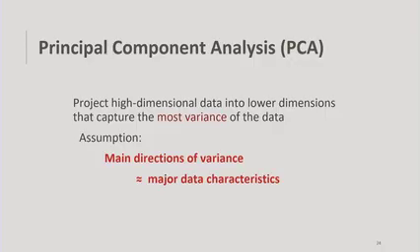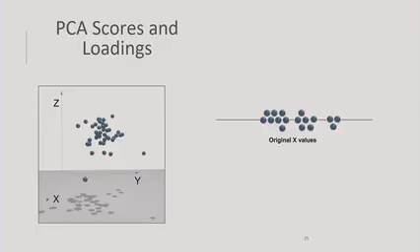With principal component analysis, the goal is to project this high-dimensional data. So every single metabolite is a dimension. So if we have 5,000, we have 5,000 dimensions in our data. And we're trying to project this into lower dimensions that capture most of the variance in our data. So just for a visual, what that looks like.